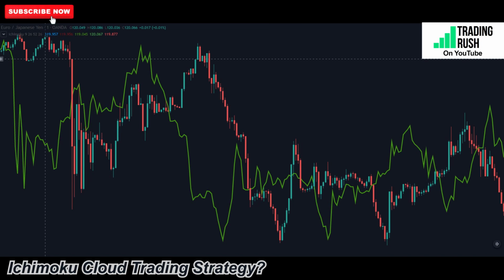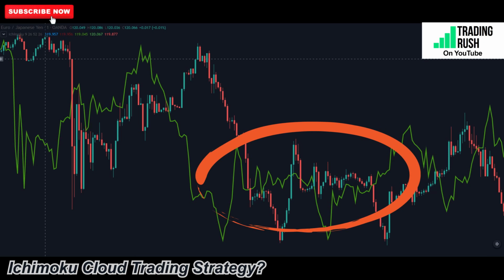Like I said, the lagging span value is just the price value that is pushed back. If the lagging line is away from the current price, the market is considered to be in a strong trend. If it is very close to the current price, the price is considered to be in a weak trend.